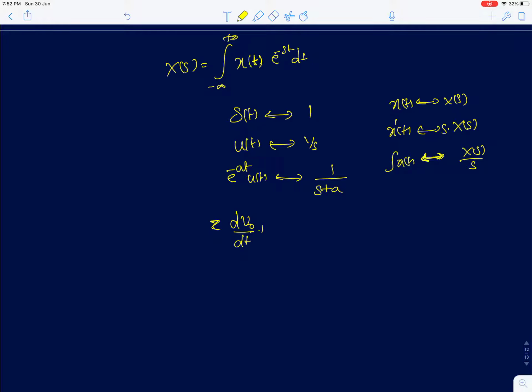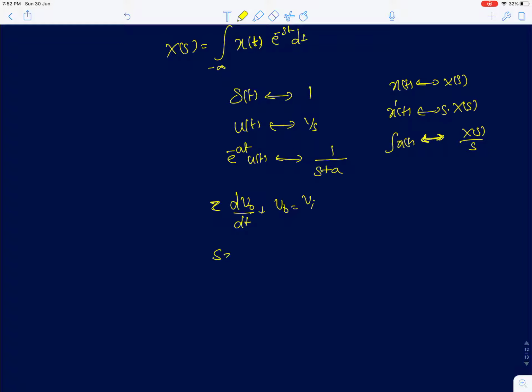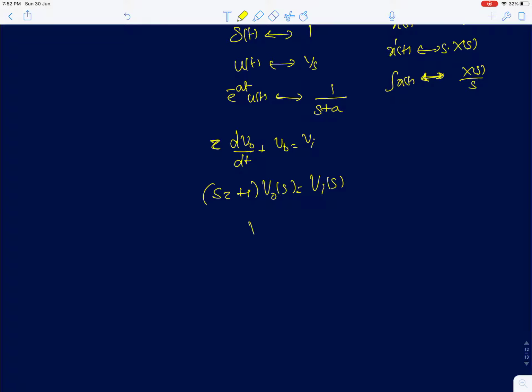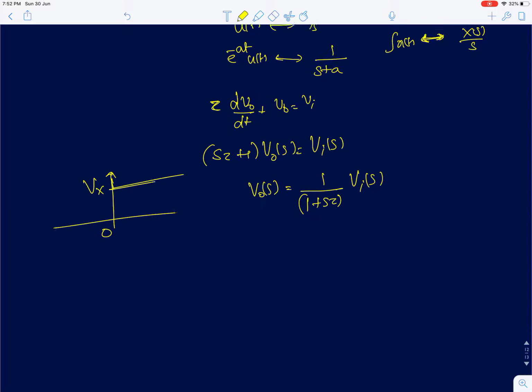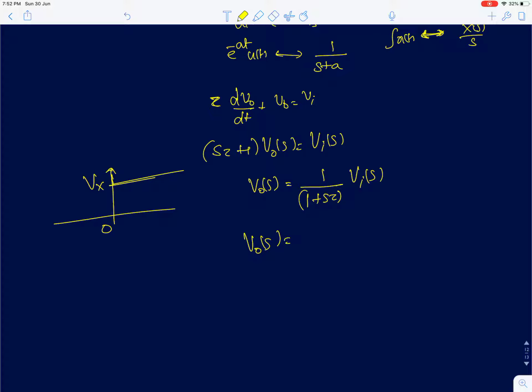So knowing this, we'll try to solve a simple first order differential equation, which is tau dv naught by dt plus v naught equals vi. So I'll take Laplace transform on both the sides. You will get s tau plus 1 into v naught of s equals vi of s. Now the ratio, I'll write v naught of s as 1 by 1 plus s tau into vi of s. Now I'm going to apply a step input with an output value of 0 to vx. So your v naught of s will be 1 by 1 plus s tau into vx by s.